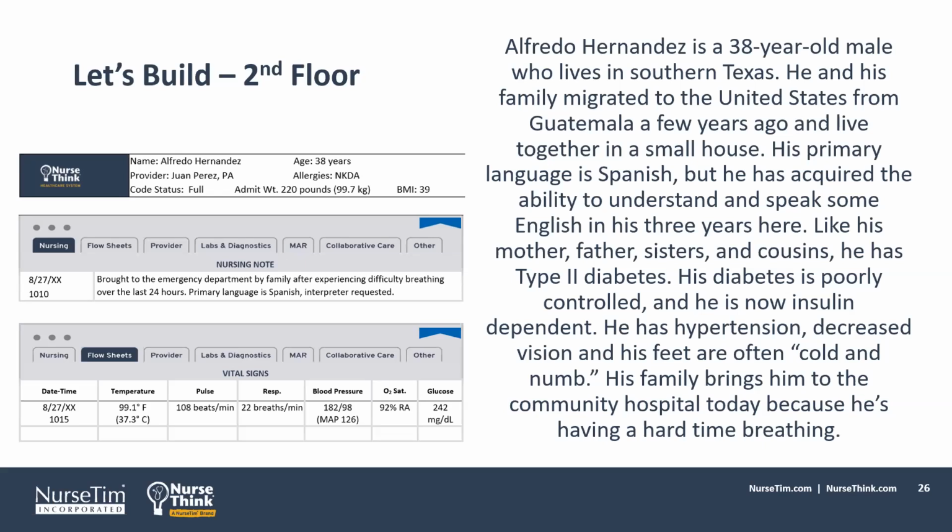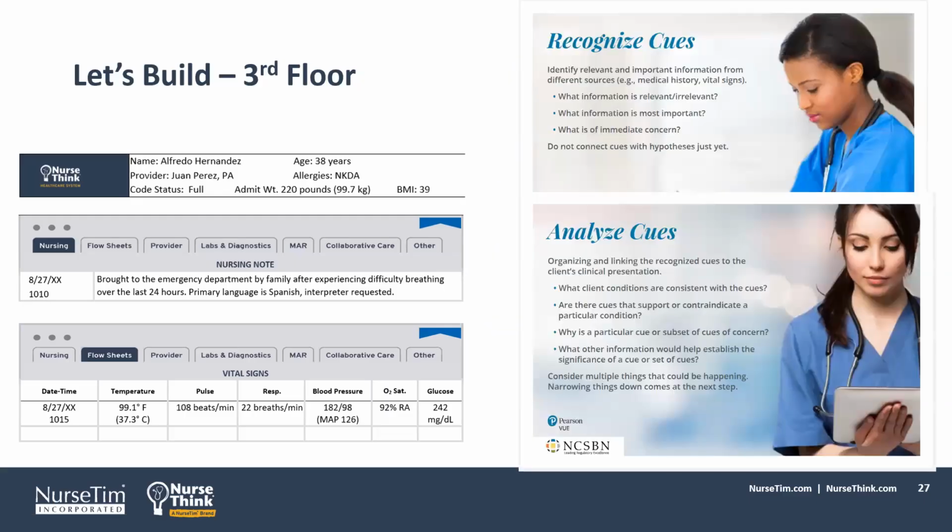Now that I have created my EHR, what I want to do is go to my cue cards and identify what the question is going to be. My first question is going to have to do with recognizing cues. I could ask something about information being relevant or irrelevant, or information that's most important. And when I get to my question that looks at analyzing cues, I might think about what client conditions are consistent with the cues, and are there cues that support or contraindicate a particular condition. I can select any of those.